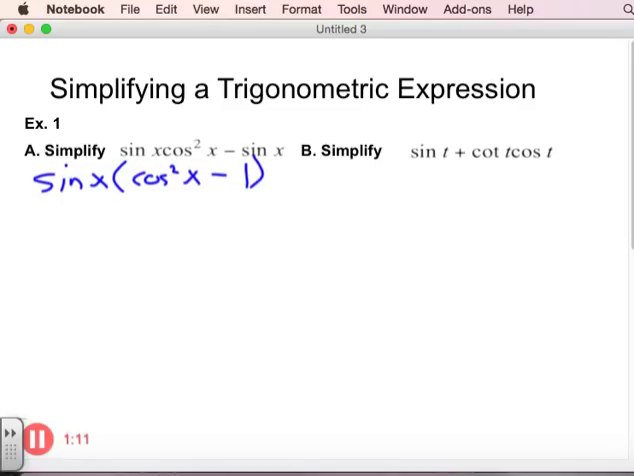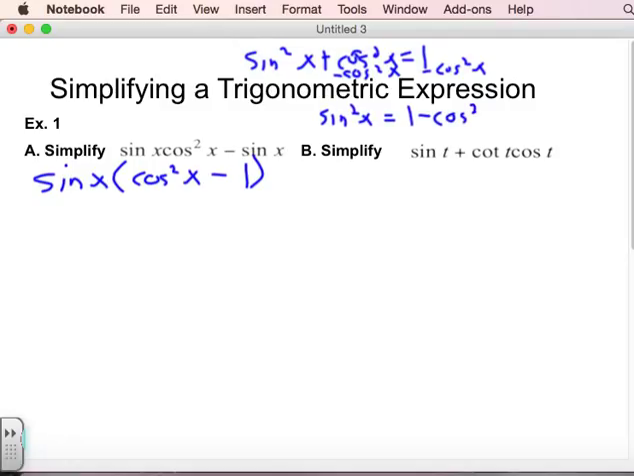Now we know one of our trig identities is that sine squared x plus cosine squared x equals 1. So using that, if sine squared plus cosine squared is 1, then obviously if we subtract cosine squared, we can get that sine squared is going to equal 1 minus cosine squared. So that's something that will come up a lot. 1 minus cosine squared is sine squared, and also 1 minus sine squared is cosine squared.